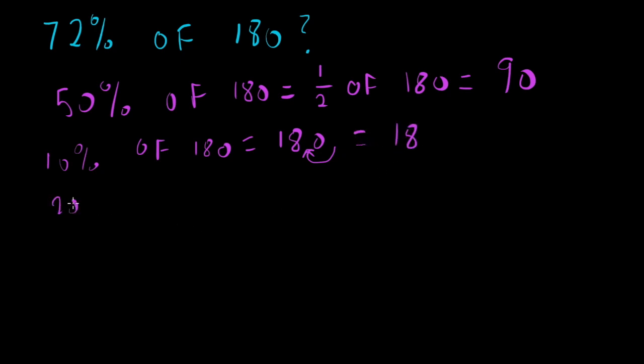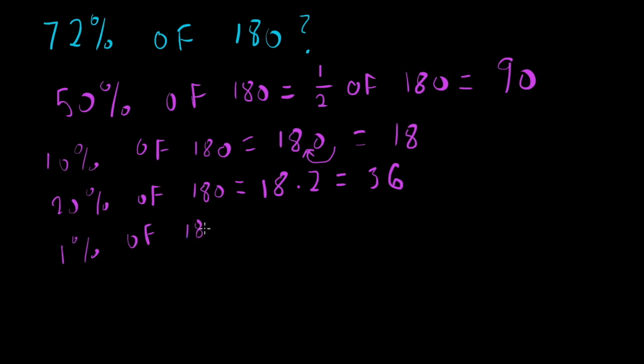So that means 20% of 180 is going to be 18 times 2. Okay, 18 times 2, which is just 36. So we know what 20% is. We know what 50% is. That leaves what? We need 1% of 180.